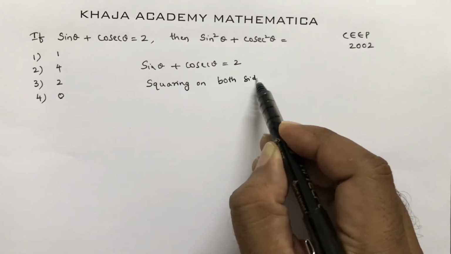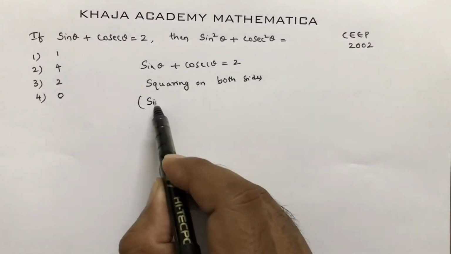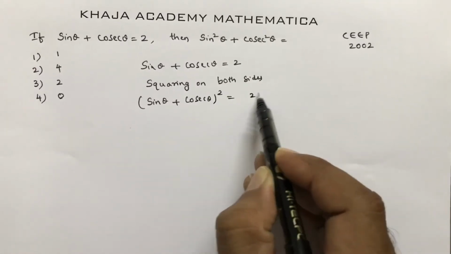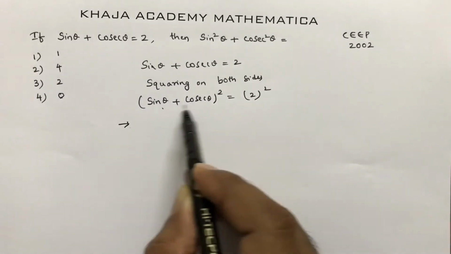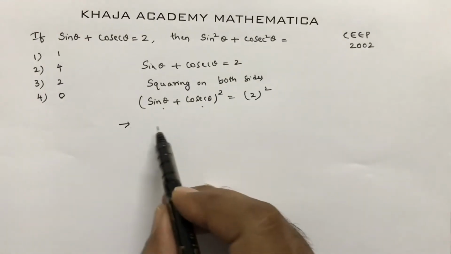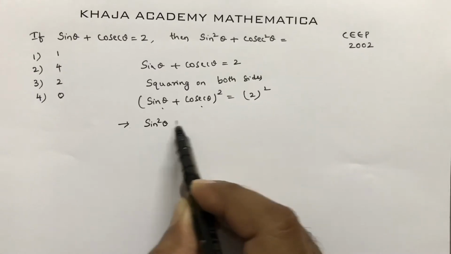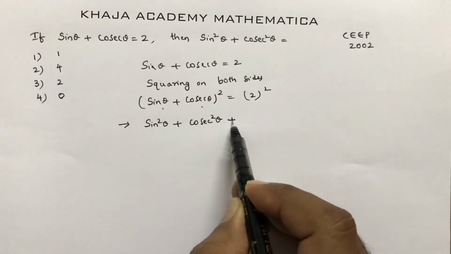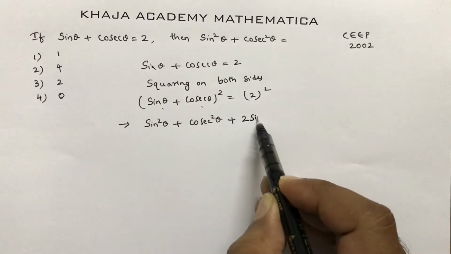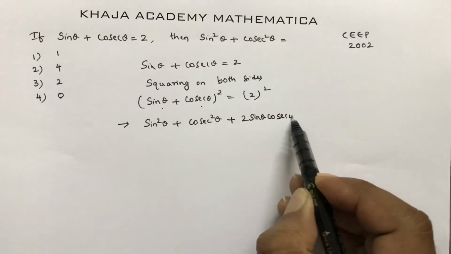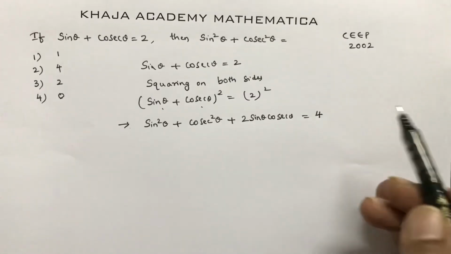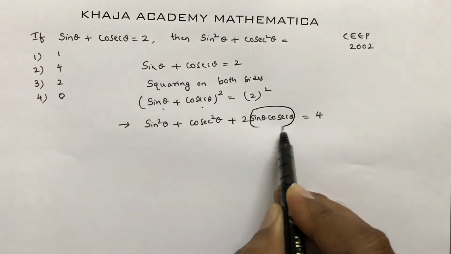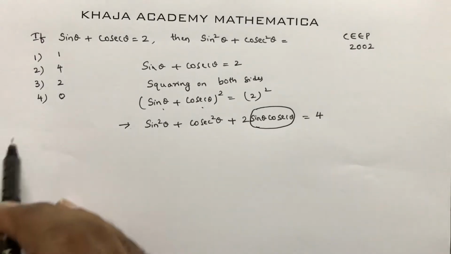Squaring on both sides, I'll get sine theta plus cosec theta whole square equals 2 whole square. So a plus b whole square is a square, that is sine square theta, plus b square, where b is cosec, so cosec square theta, plus 2ab, 2 sine theta into cosec theta, equals 2 square is 4. Here again, sine into cosec is 1 because sine and cosec are reciprocal.